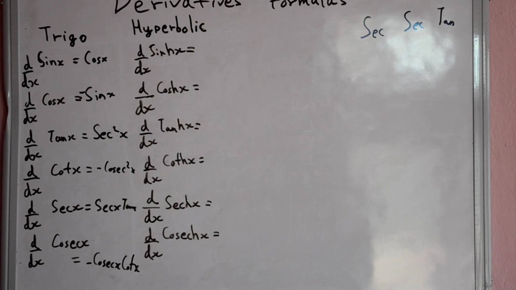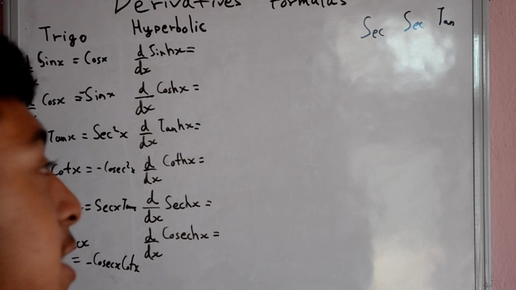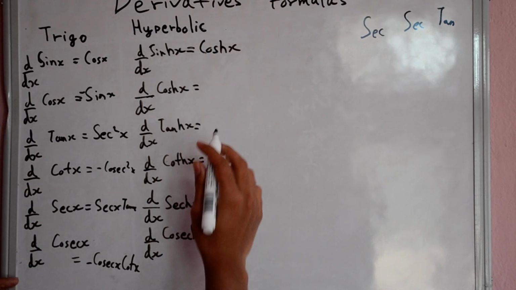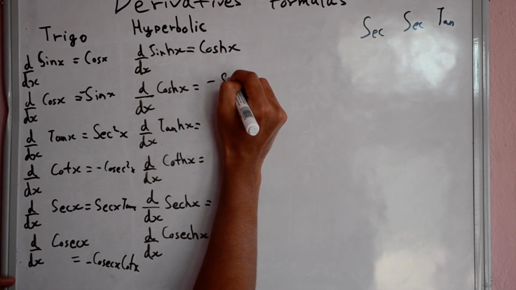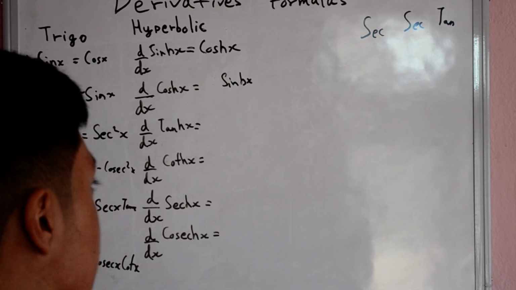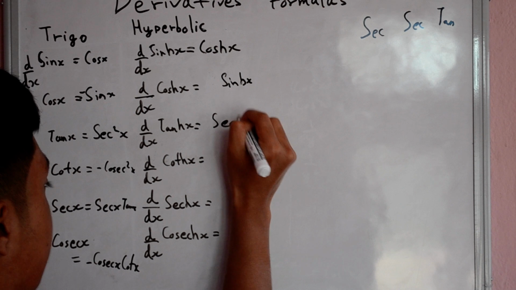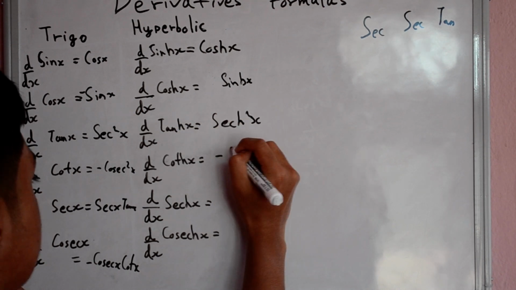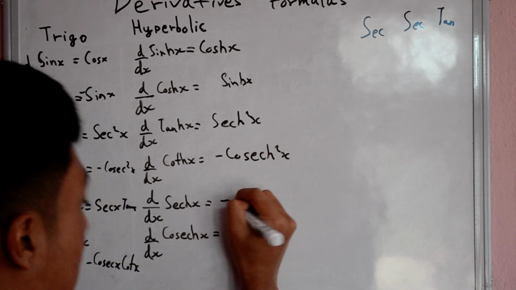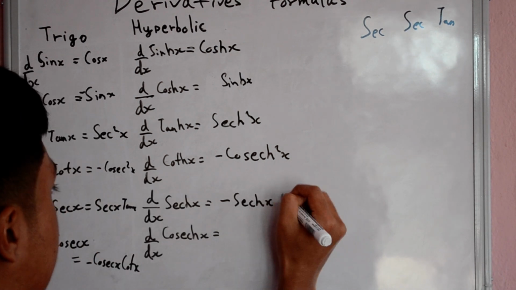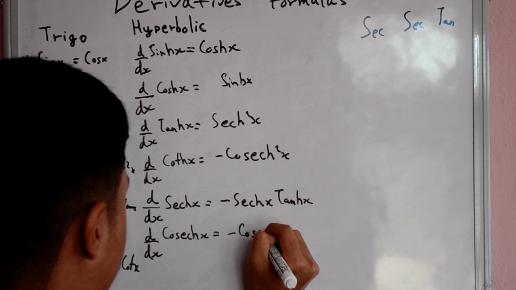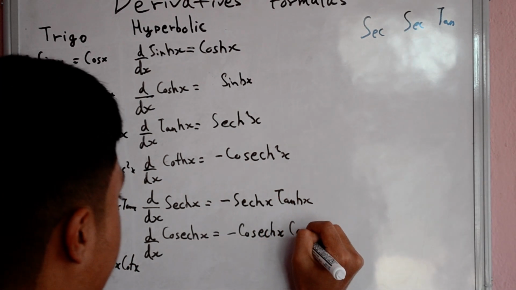Now for the hyperbolic functions, it is almost the same. Well, sin hx gives cos hx. Cos hx gives minus sin hx, right? No, it's just sin hx. And tan hx is sec h square x, cot hx is minus cosec h square x, sec hx is minus sec hx tan hx, and this is minus cosec hx cot hx.